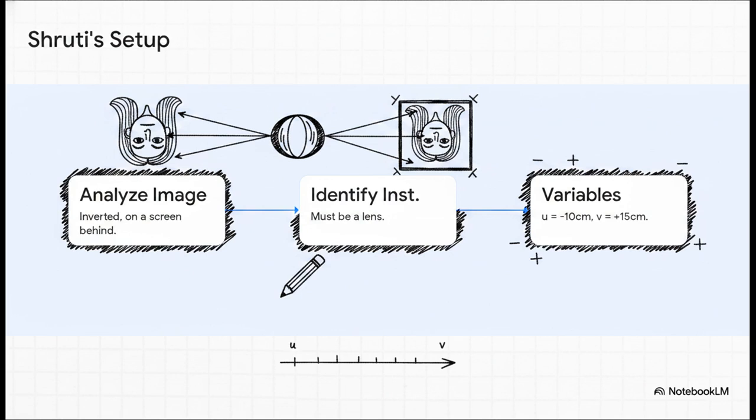All right, now for Shruti. Her image is upside down. And remember, she caught it on a literal piece of paper. Now, if you can catch an image on a physical screen, it is a real image. And a real image forming behind an instrument means the light had to actually pass through it. So Shruti is definitely using a lens. Applying our sign trick again, the pencil is on the left, so U is negative 10. That real image is on the right side, so V is positive 15.